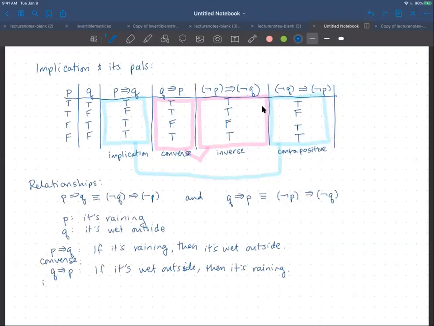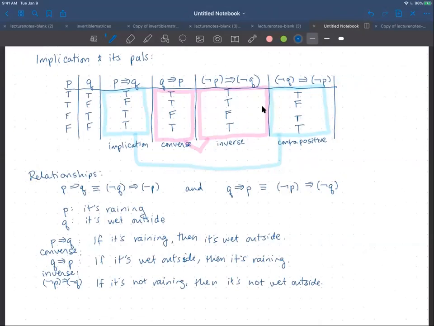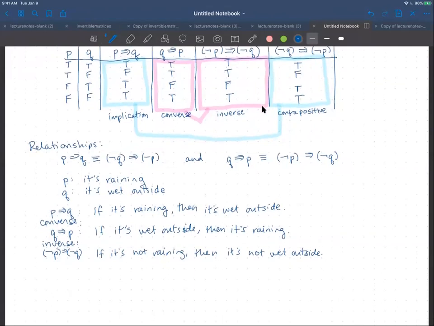If we look at the inverse, we've got not P implies not Q. And this says, if it's not raining, then it's not wet outside. And this statement is logically equivalent to the previous statement, the converse. If it's wet outside, then it's raining. If it's not raining, then it's not wet outside.